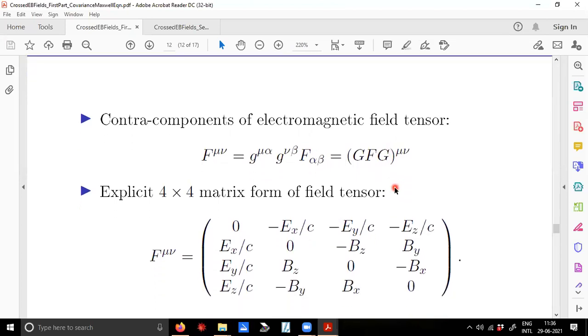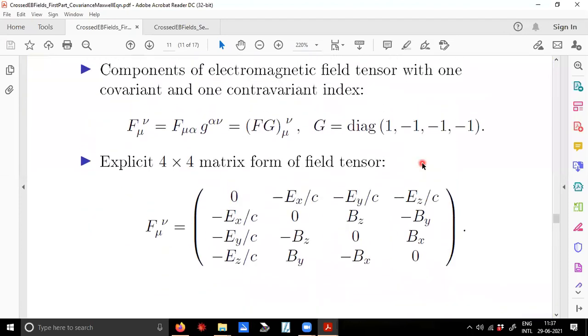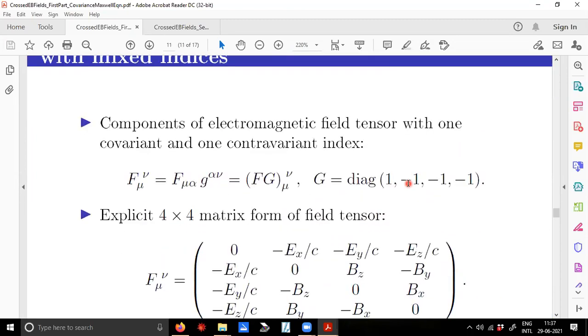Once I do that, I get the explicit 4x4 matrix form for the field tensor. Now again, you notice what has changed here. B has not changed. Bx, By, Bz with a minus sign, it is remaining. But the electric field, what was the electric field in F mu nu here? It is plus here, but it is minus here.